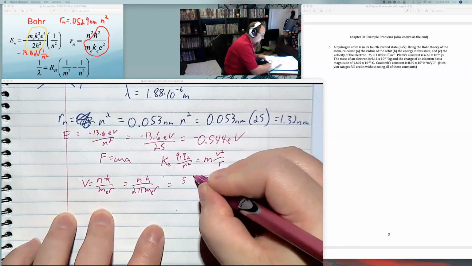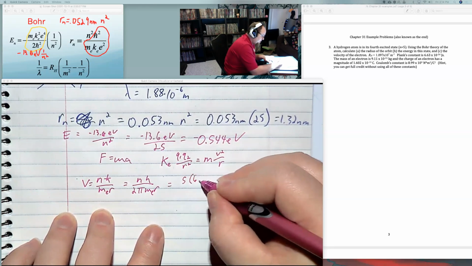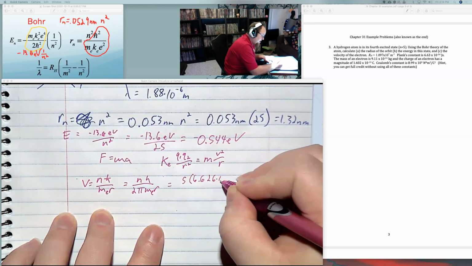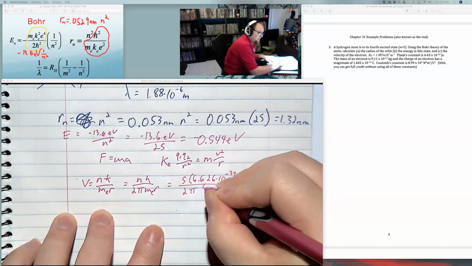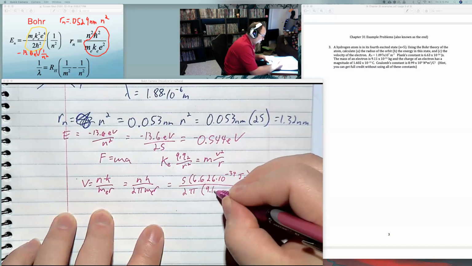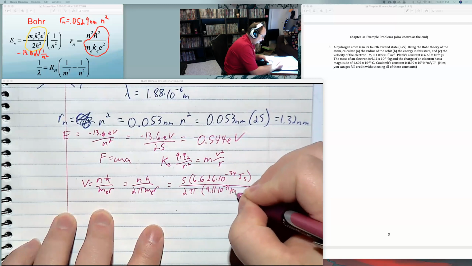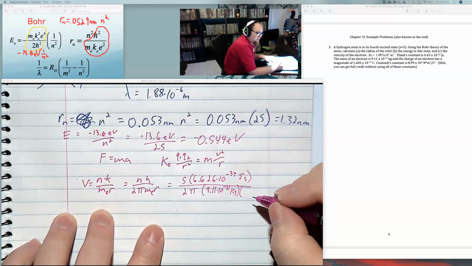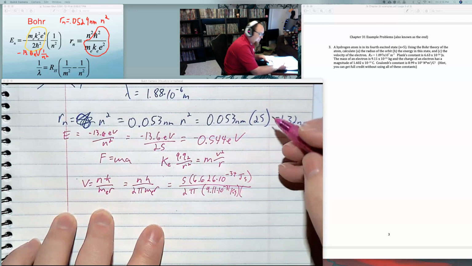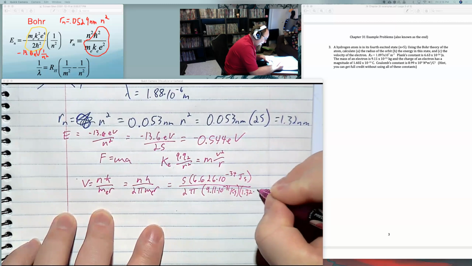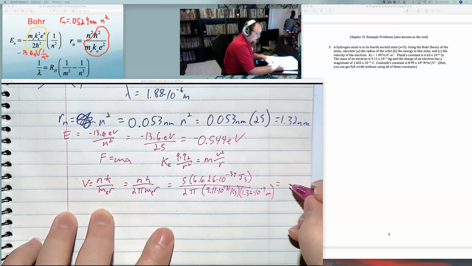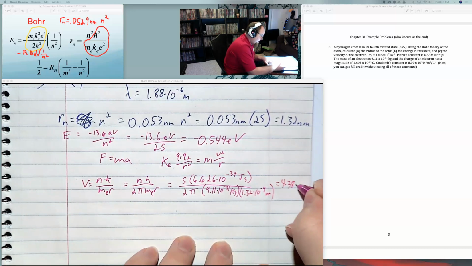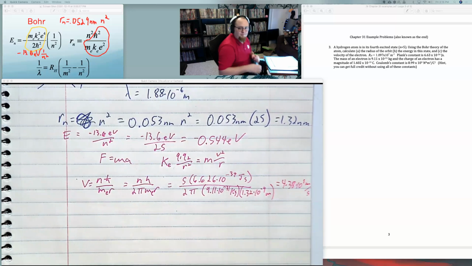So it'll be 5 times h, 6.626 times 10 to the negative 34 joule seconds over 2 pi. The mass of an electron is 9.11 times 10 to the negative 31. And R is going to be the value we found, 1.32 nanometers, 1.32 times 10 to the negative 9 meters. And you get 4.38 times 10 to the 5th meters per second.